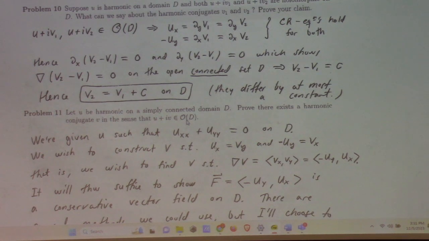Some of you were very, very shaky on the harmonic conjugate thing. You should go back and make sure you can find harmonic conjugates. It's not a hard thing unless you don't know what harmonic conjugate means, in which case it's really, really hard.